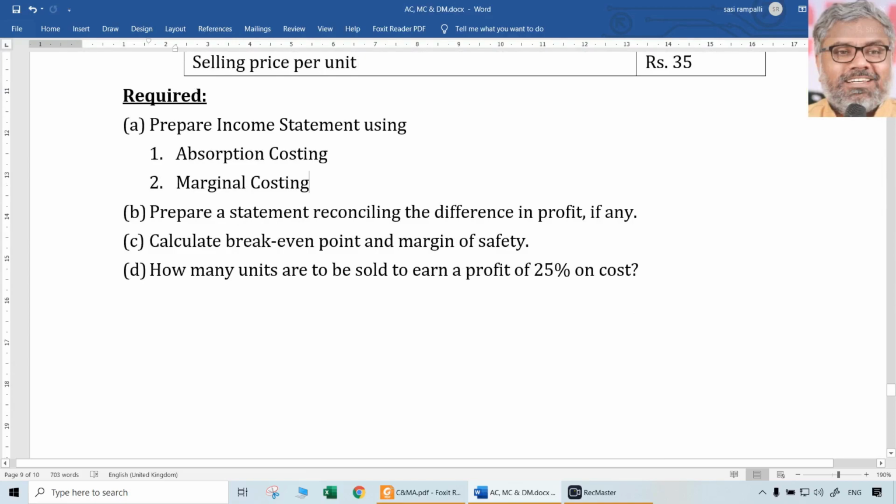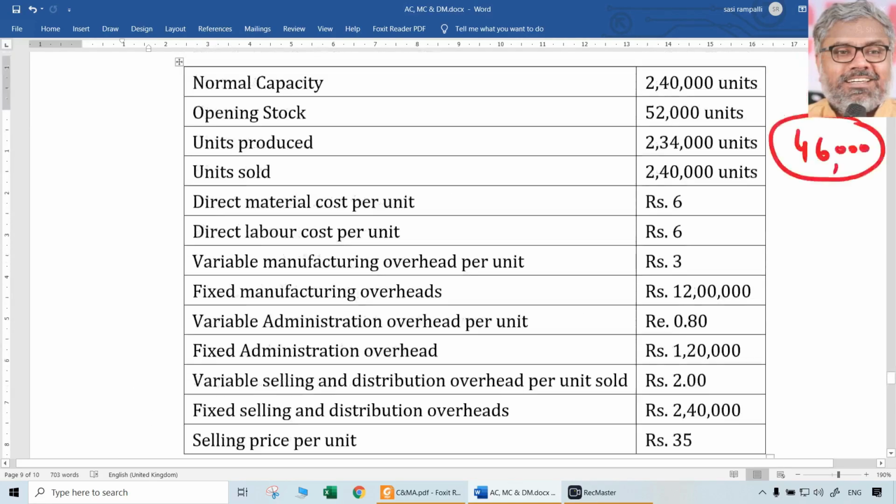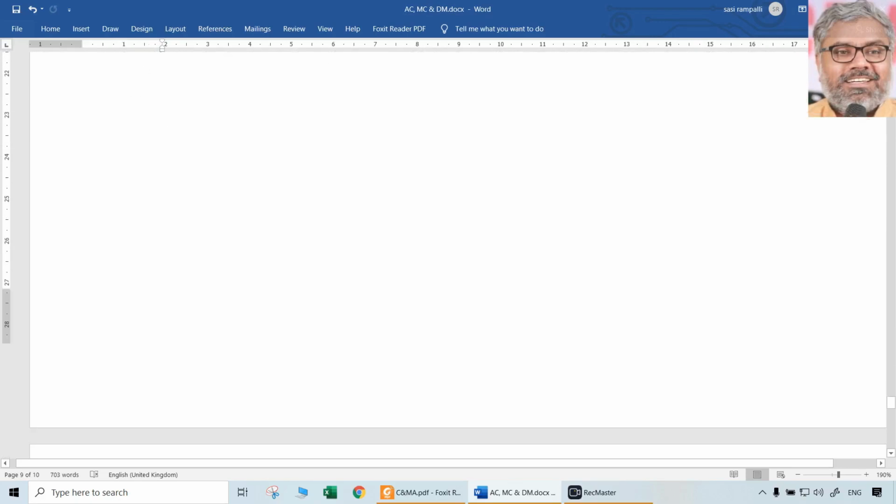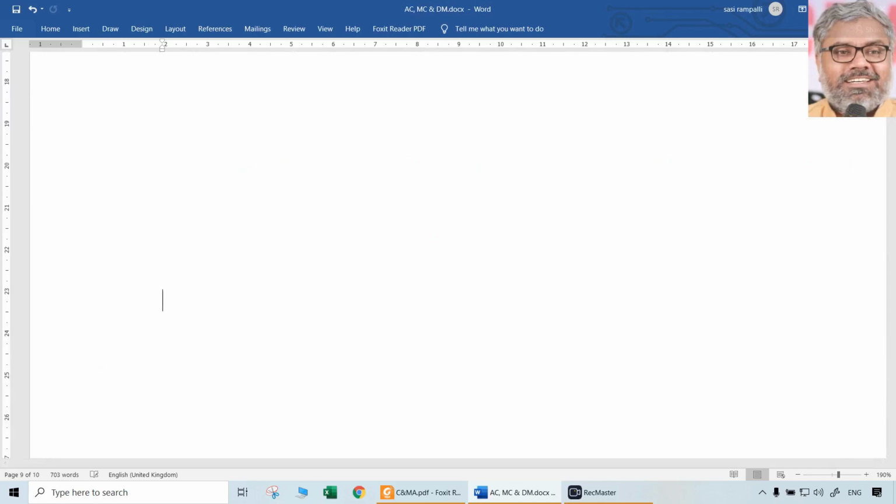And that is not over, since it is a 10 marks question. More other things are asked. Calculate break-even point and margin of safety, and how many units are to be sold to earn a profit of 25% on cost. Very perfect question that can be asked in the examinations, which was asked also earlier for 10 marks. So such type of questions can be very well expected.